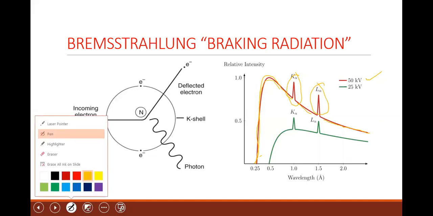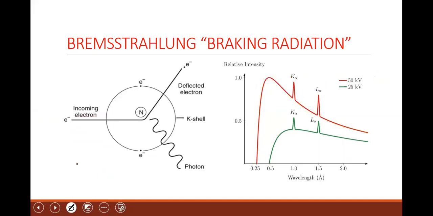Students, you see here, very important. The graph always explains more. The graphical representation always speaks a lot. Here, look at the wavelength. This wavelength is less.